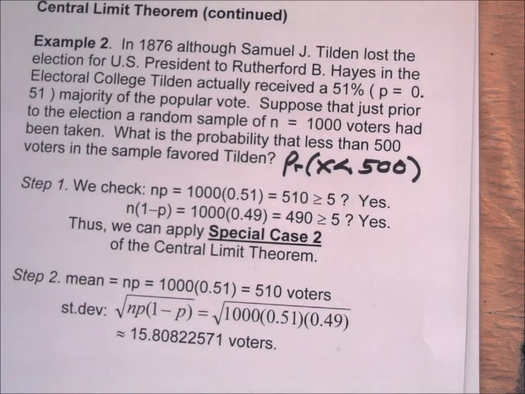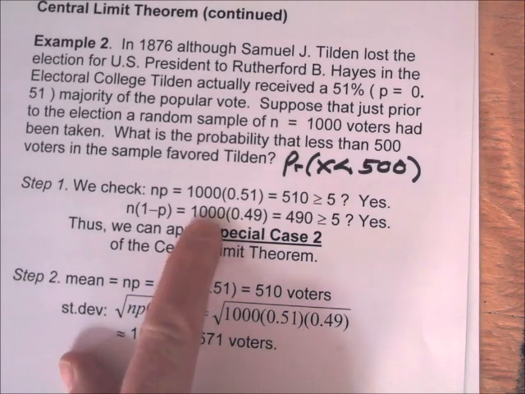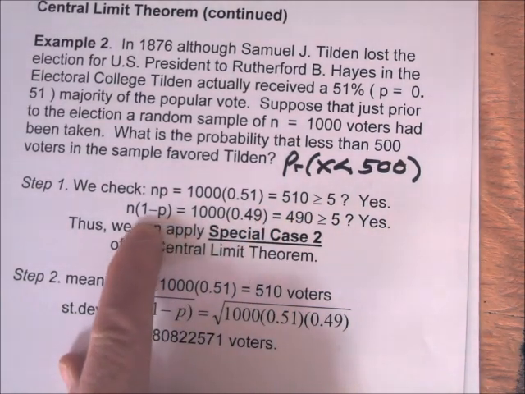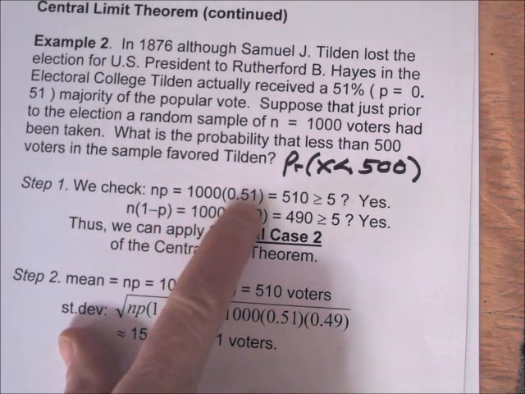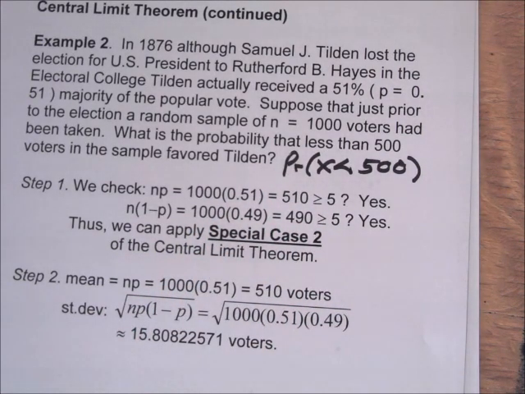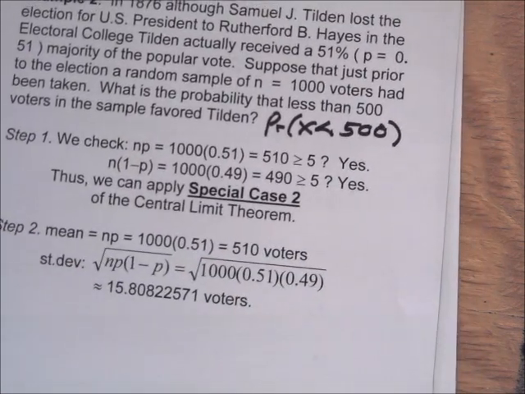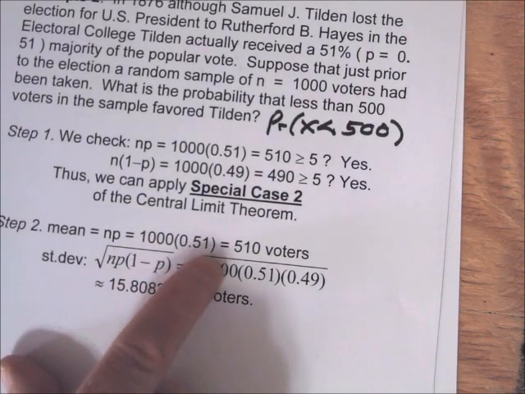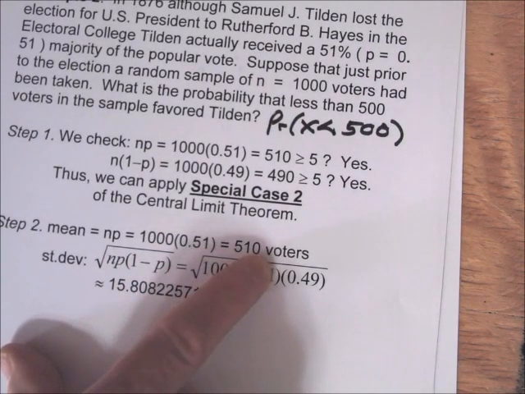So again, we want to check that n times p is at least 5. And 1,000 times 0.51 is 510. That's more than 5. That's yes. N times 1 minus p. Well, 1 minus p would be 1 minus 0.51, which is 0.49. 1,000 times 0.49 is 490. That's also more than 5. So we can apply special case 2, and the mean of the binomial is n times p, 1,000 times 0.51, which is 510 voters.